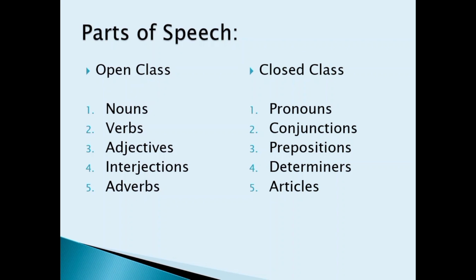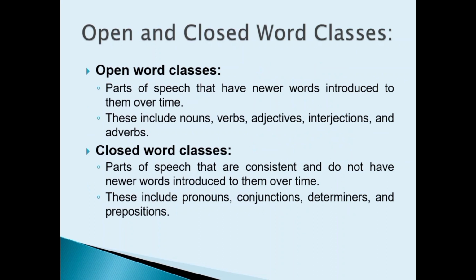These types are categorized into open and closed classes. Open word classes are the parts of speech that have newer words introduced to them over time. These include nouns, verbs, adjectives, interjections, and adverbs. While closed word classes are the parts of speech that are consistent and do not have newer words introduced to them over time. These include pronouns, conjunctions, determiners, and prepositions.